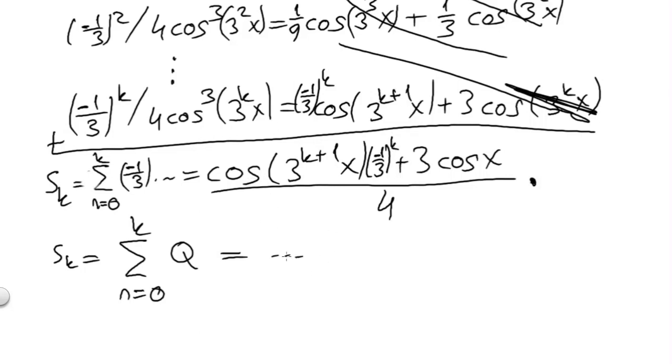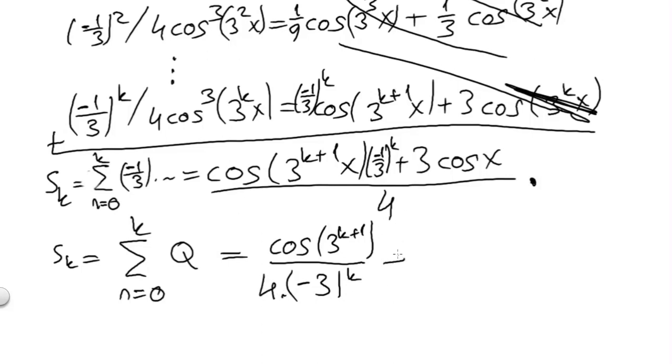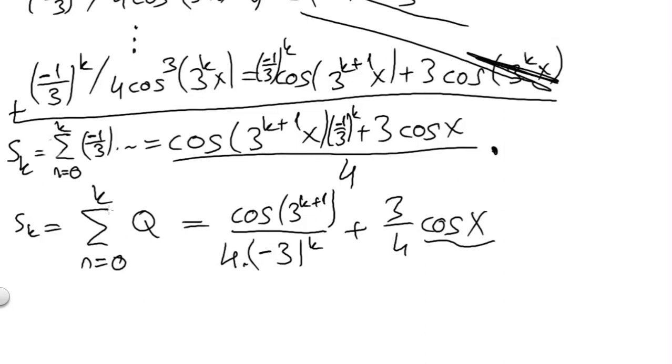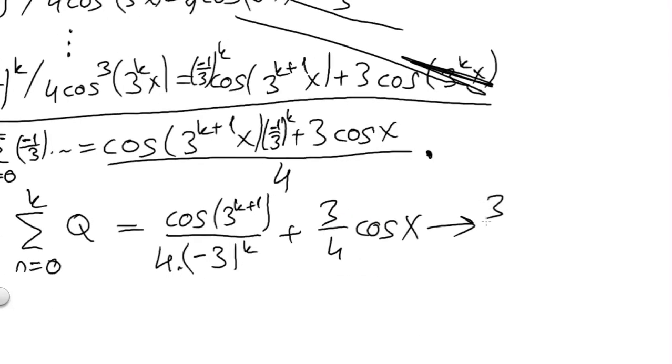So now I can just take this limit actually. Let's rewrite it a bit nicer. I have cosine 3 to the k plus 1. And I have, so this, I can just say this is minus 3 to the k. And I have plus 3 over 4 cosine x. So I will just take this limit. Cosine x is just a constant in terms of k. So this thing won't change. This is just a number. So I can just write it 3 over 4 cosine x. So here I'm taking k goes to infinity.